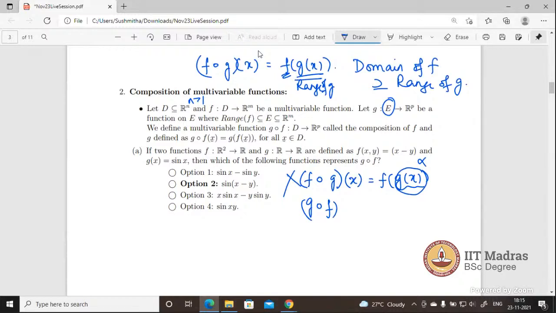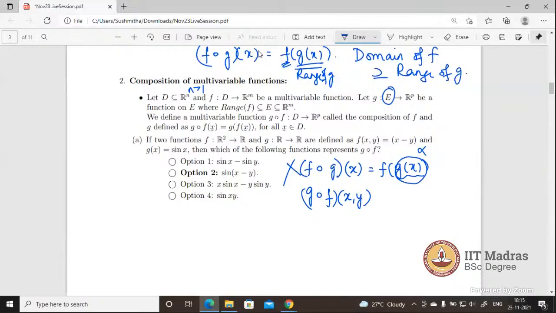Yes, ma'am. Yes, because the range of f is contained in the domain of G. Some number minus some number, which is positive or negative in R, and 0 also belongs to that. So when I have G composite F, what is it going to be, X or X comma Y? X comma Y, since that is the domain of F. So it's going to be G composite F of X comma Y.